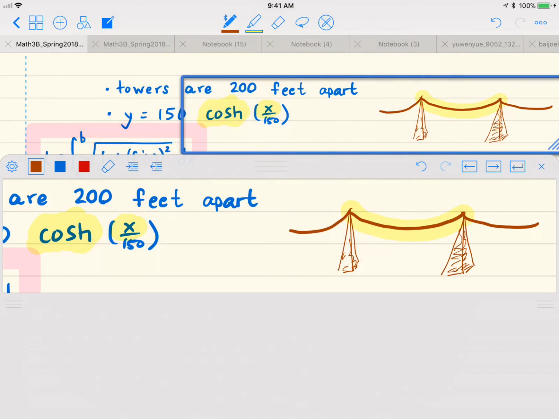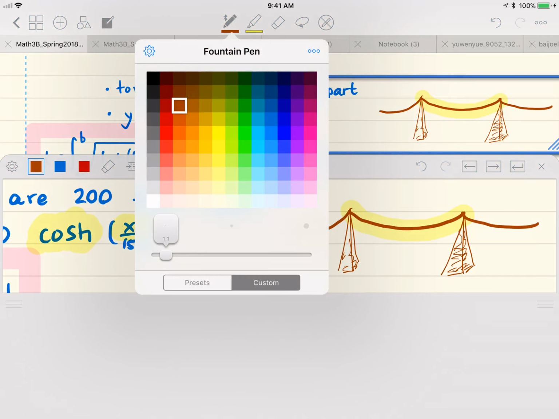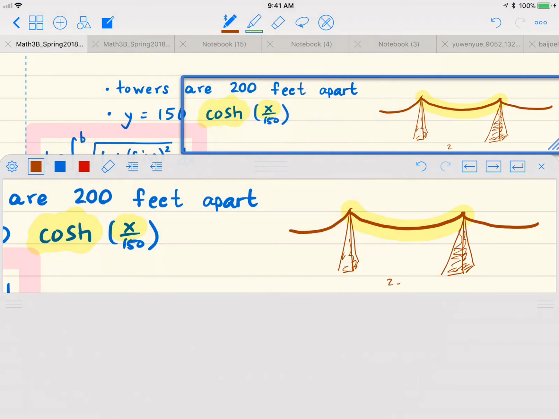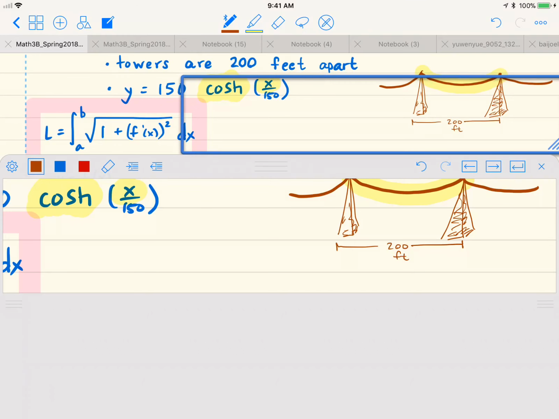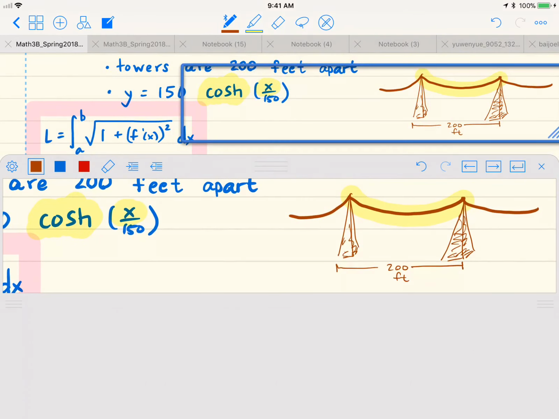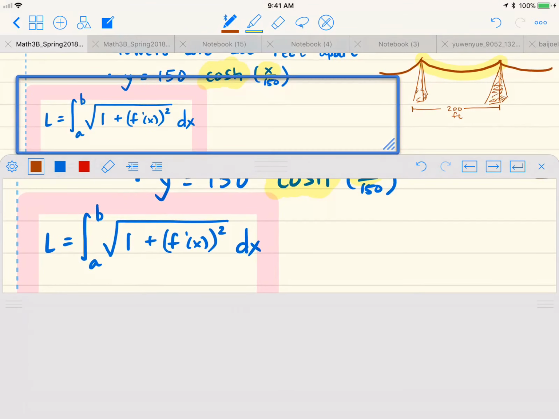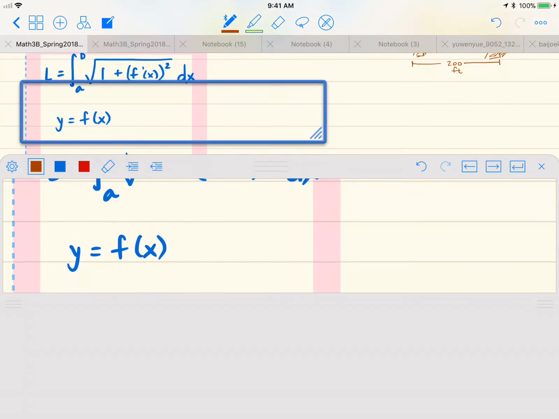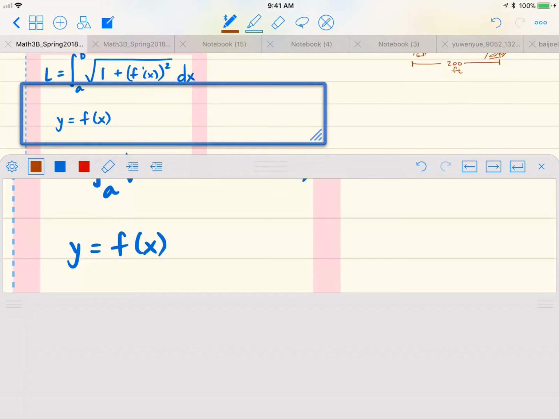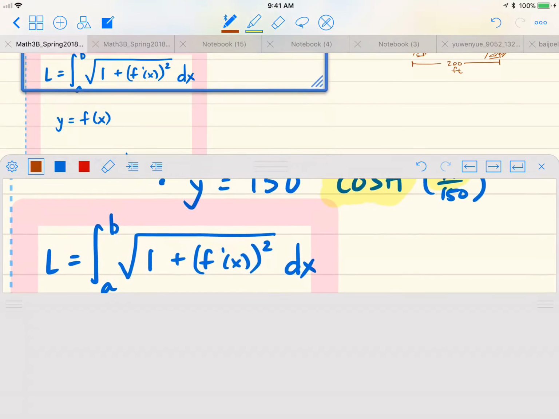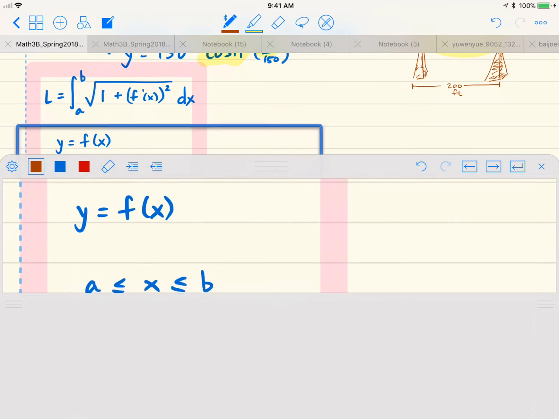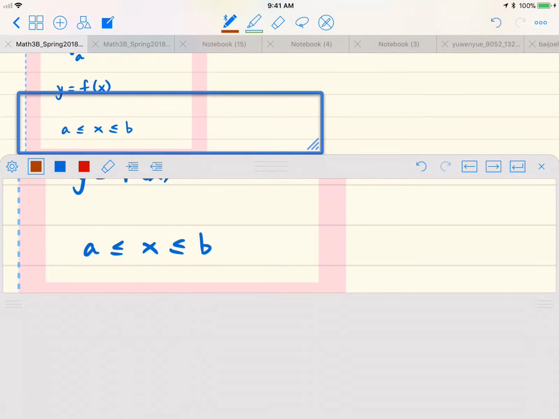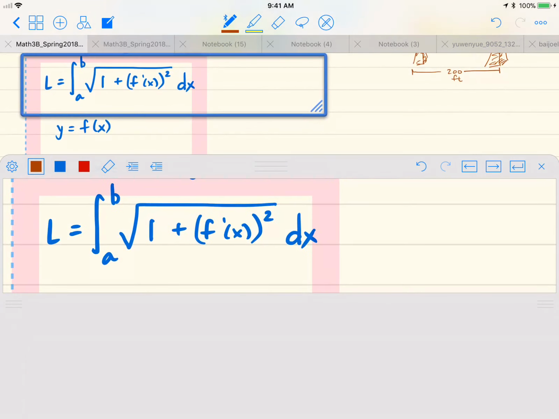And the fact that our towers are 200 feet apart means from here to here is 200 feet. We can put that in the picture, 200 feet. Okay, and our goal is to find the length of the rope. So we want to go to our familiar formulas. If we're given y equals f of x, and we want to find the arc length of that curve between a and b, then this is the formula that we use.